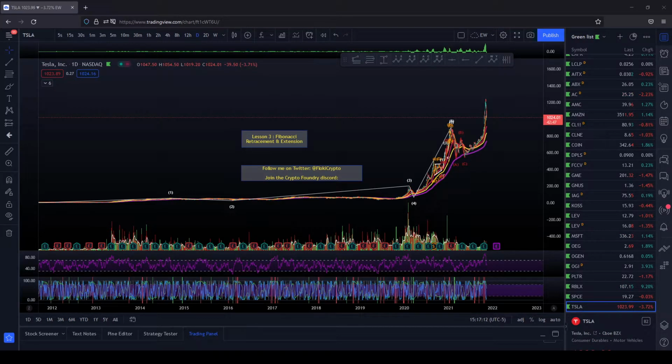It's been a while. Lesson 3 is called Fibonacci Retracement and Extension. I didn't make any notes for this lesson, so I'm just gonna take it as it goes.